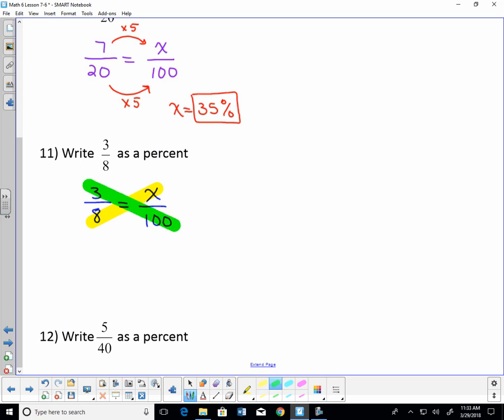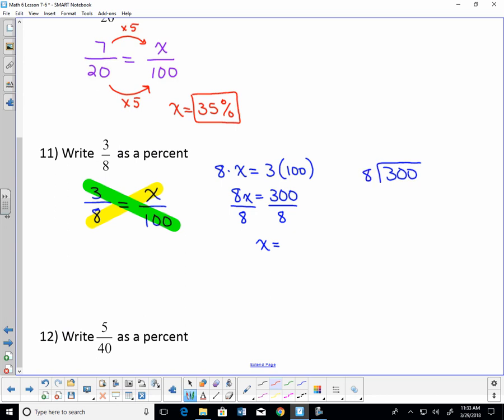Okay, so here's my proportion then. I will have 8 times x has got to equal 3 times 100. So 8x equals 300. To get x by itself, I need to divide by 8. So 300 divided by 8. 8 will go into 30 3 times. 8 times 3 is 24, with 6 remaining. Bring down my 0. 8 goes into 60.